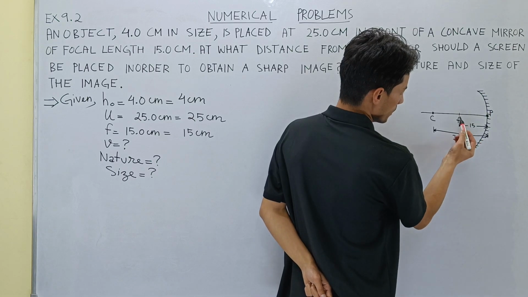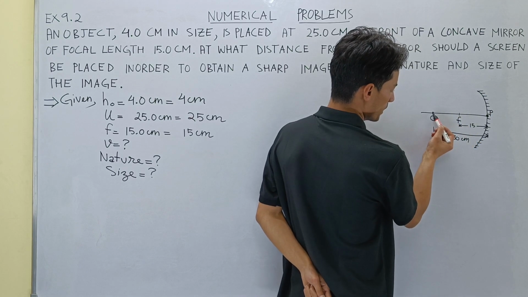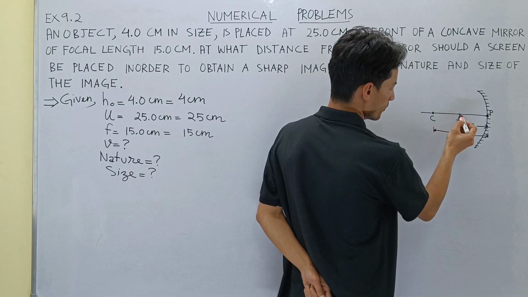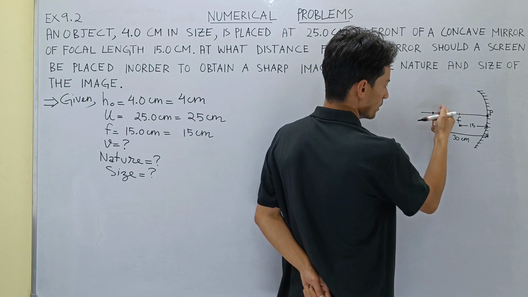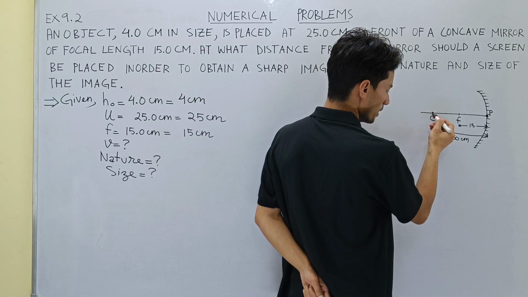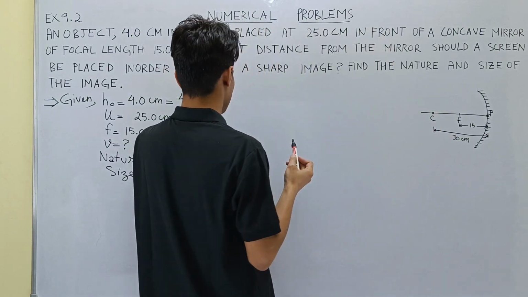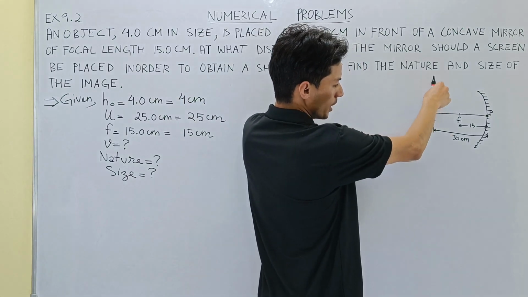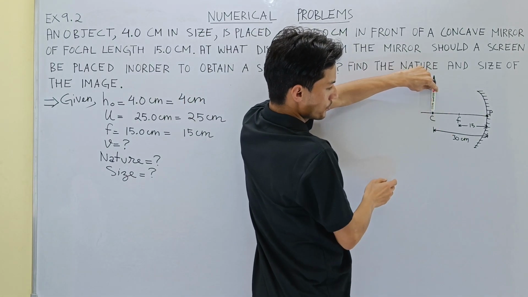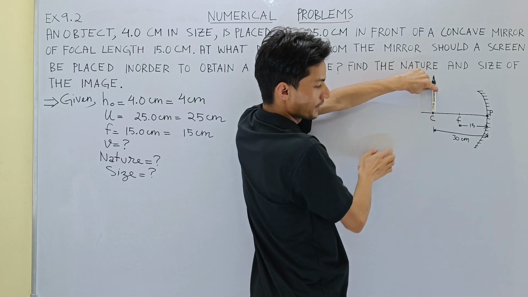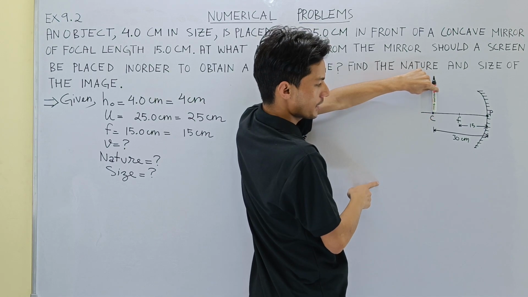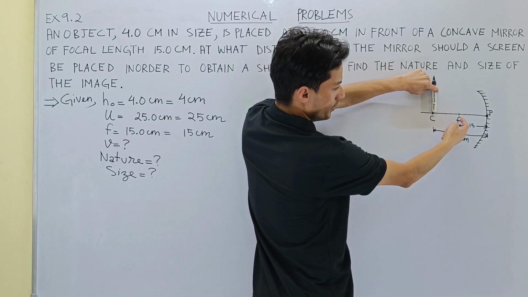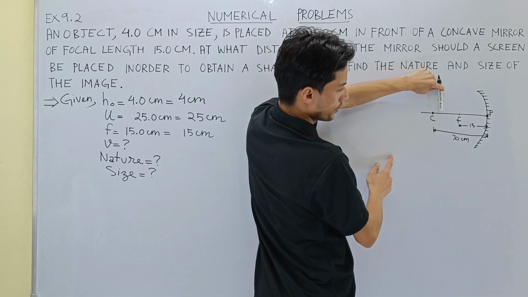So class, this much is 15, this is 30. So the object will be between C and F, because this much is 30, and the object is at 25. This is 30, so the object cannot be here, because if the object is here, it is standing at 30, but the question says the object is standing at 25. So this is 15, this is 30, so the object must be somewhere in between.